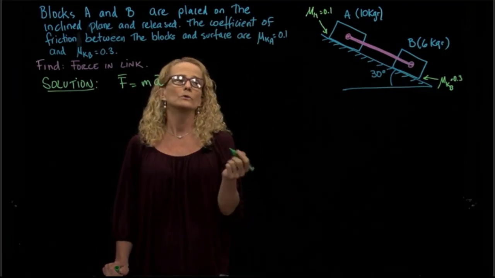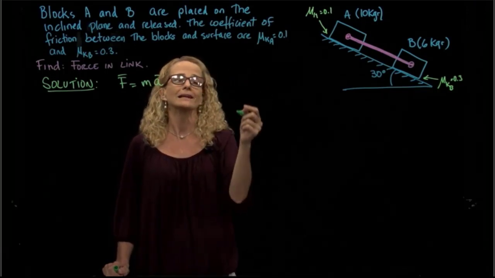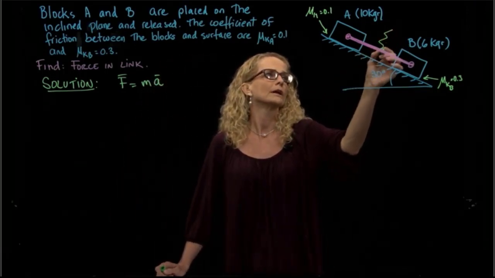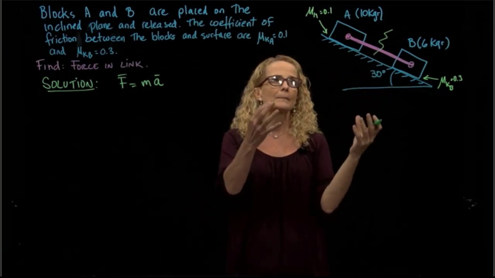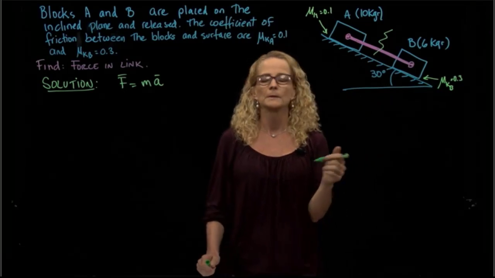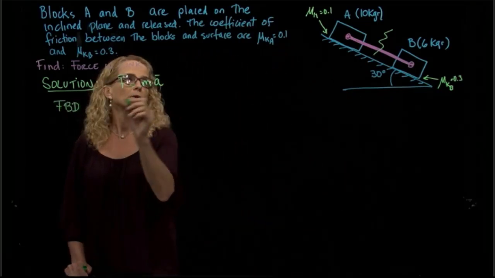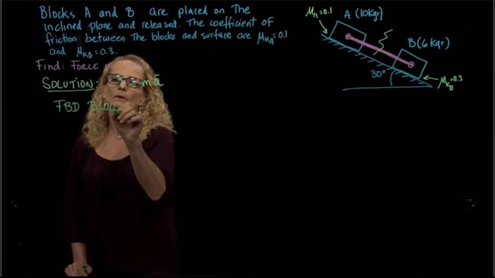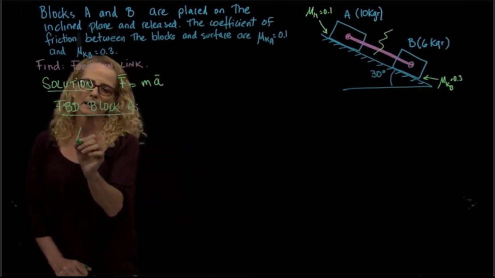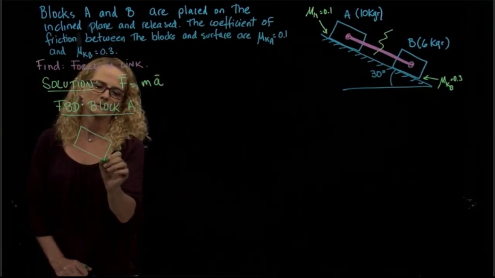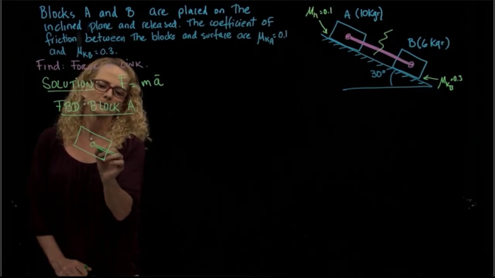To do that, I will do the free body diagrams. Since we are asked to find the force in the link, we have to cut, so to say, the link and do the free body diagrams of both bodies separately so that that force appears. So let's do the free body diagram of block A. We have an inclined surface, and then we have that link that we just cut, right?